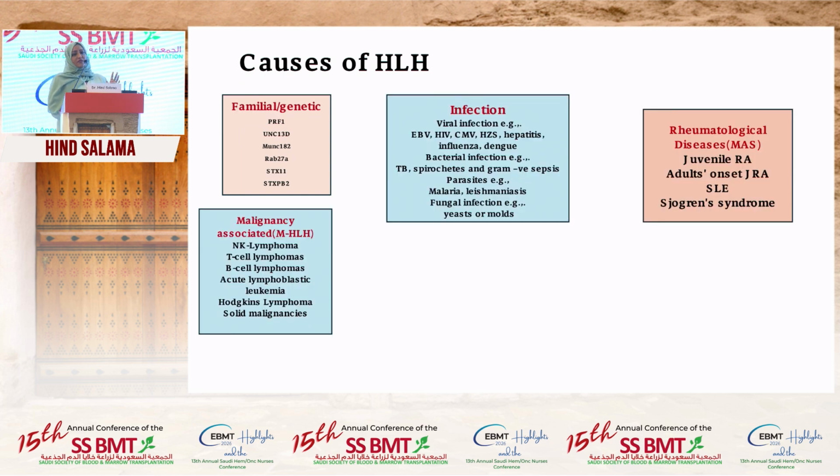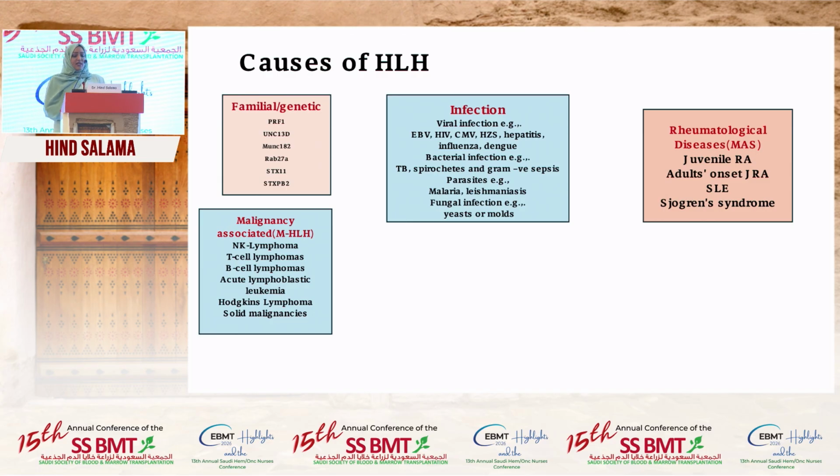The most common cause of secondary HLH in adults is malignancy, and mainly lymphomas, mainly T-cell lymphoma and NK cell lymphoma. So in adults, whenever an older patient presents with HLH, we need to search meticulously for an underlying malignancy. The second cause is infection. Any infection can cause HLH, but the most common are EBV, CMV, and any other infection.